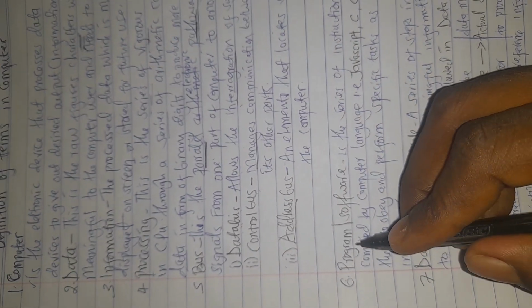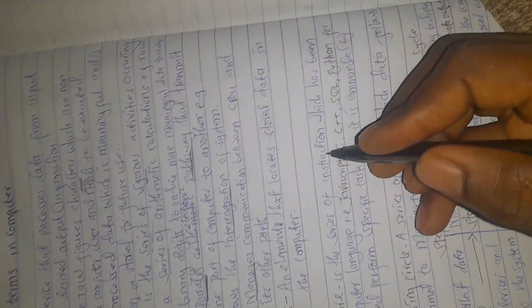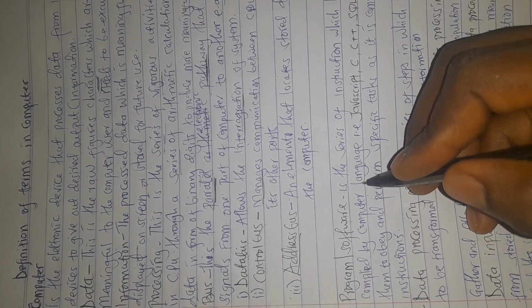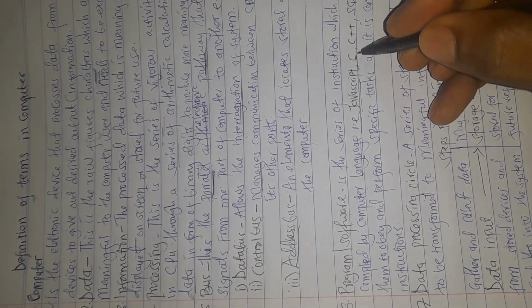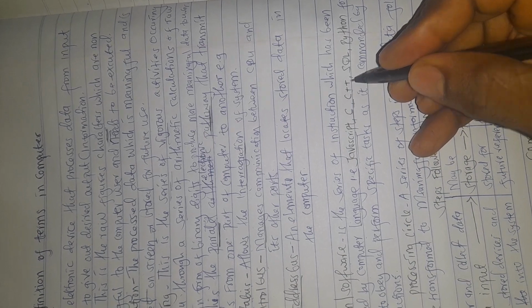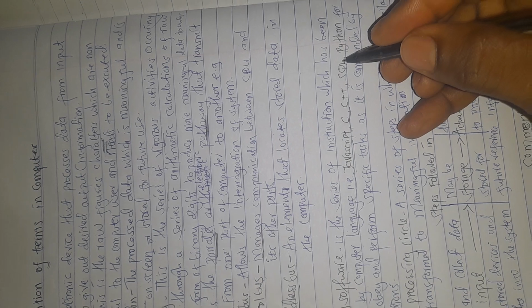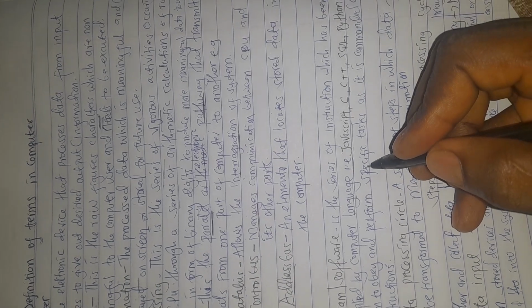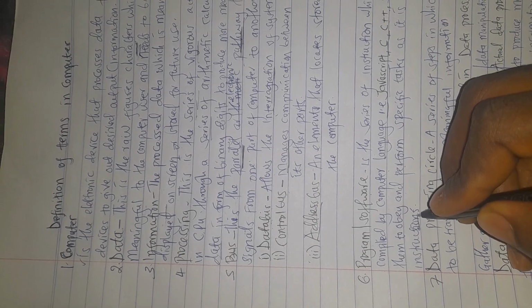Then we have program software. This is a set of instructions which has been compiled by computer language, and of the computer languages we have JavaScript, C++, SQL, and Python. These are the computer languages. You cannot understand them, but for them to obey and perform specific tasks as outlined by the instructions, they must run accordingly.